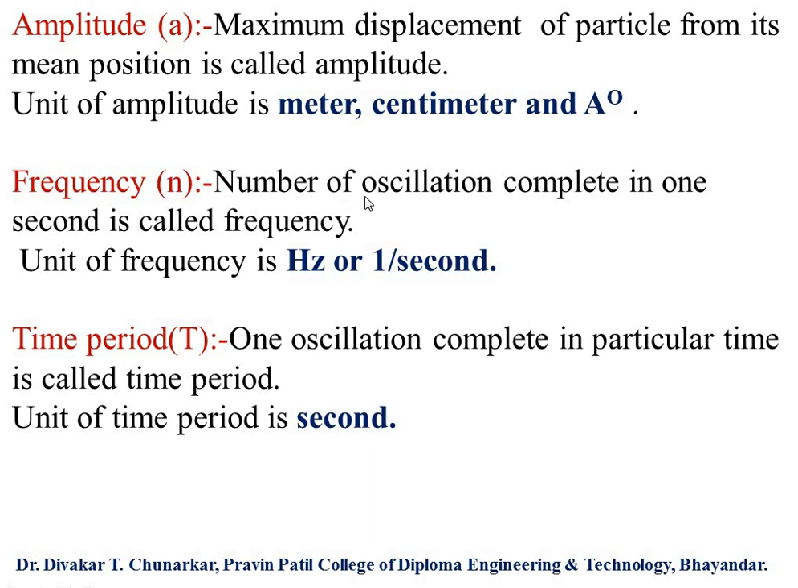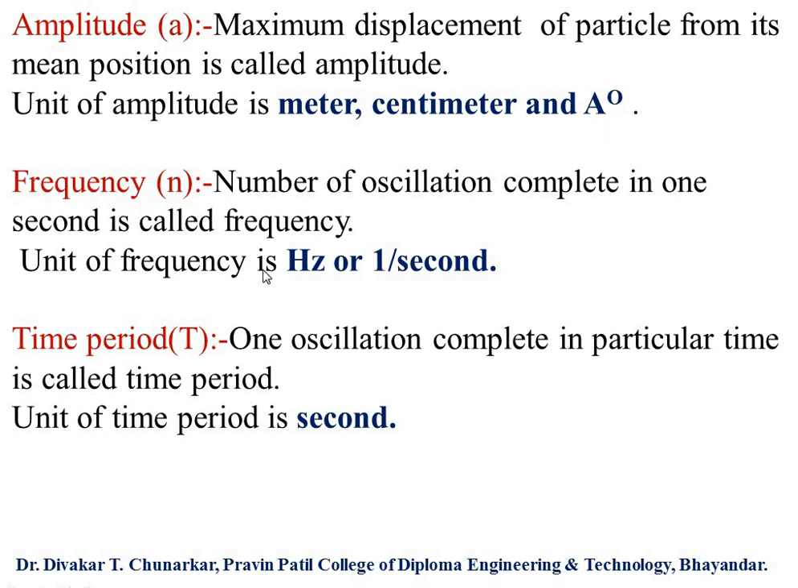Frequency. The number of oscillations completed in 1 second is called frequency. The unit of frequency is hertz or 1 per second. Time period is denoted by T, frequency is denoted by small n, and amplitude is denoted by A. Amplitude is the maximum displacement of the particle from its main position, and its unit is meter, centimeter and angstrom.